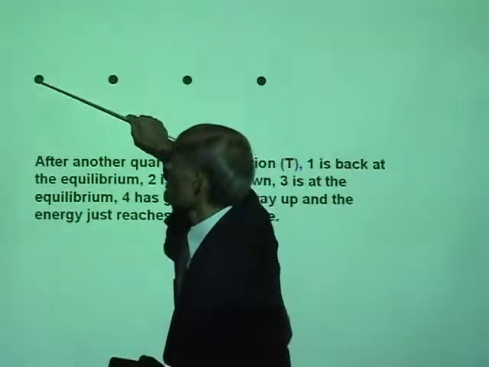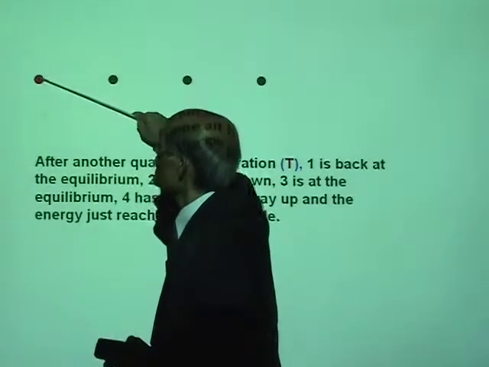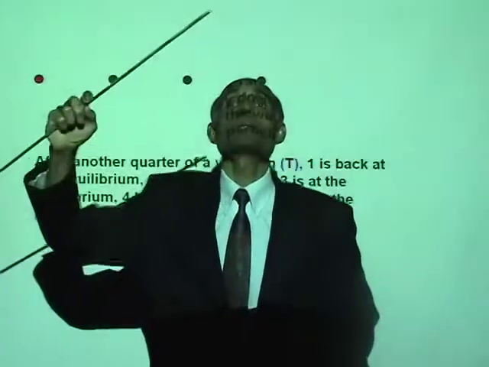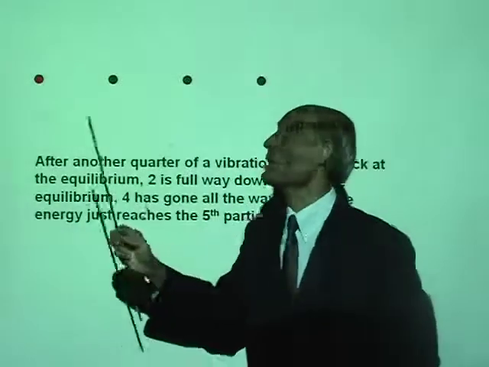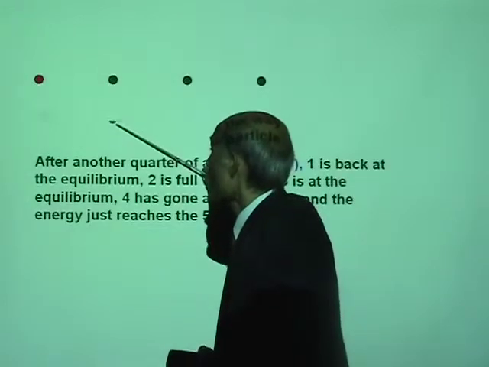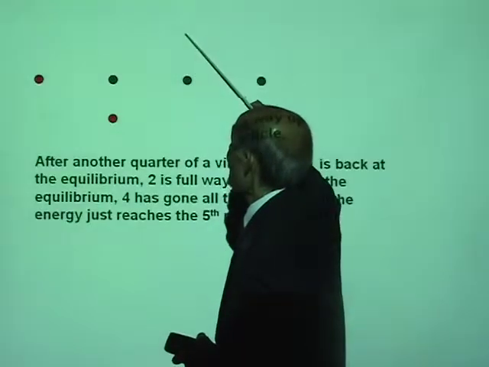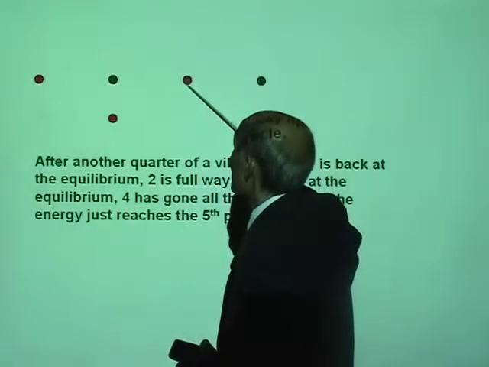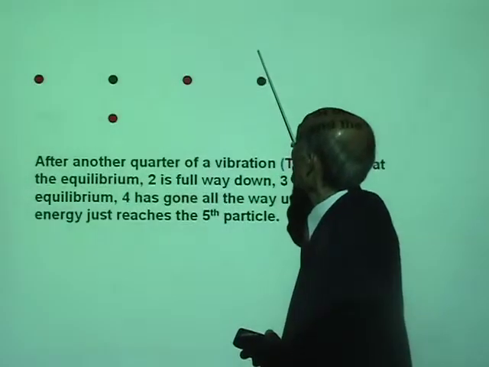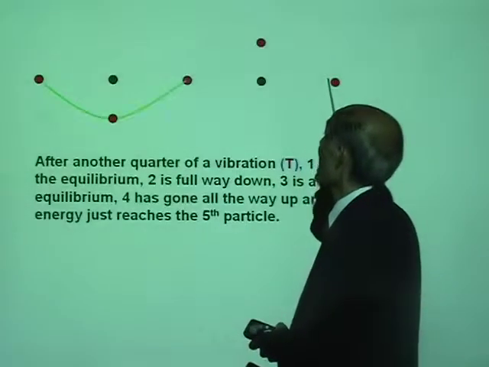After one full period, particle 1 has completed its vibration. It has come back to the normal position. So particle 1 has completed its one vibration. Alright, where is particle 2? Particle 2 has gone all the way down here. Where is particle 3? It has completed half the vibration and has come back to the normal position. Where is particle 4? It has gone all the way up, and the energy just reaches the 5th particle.